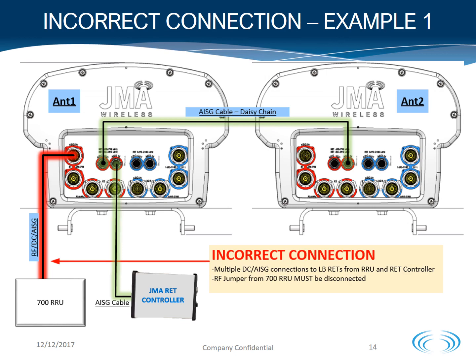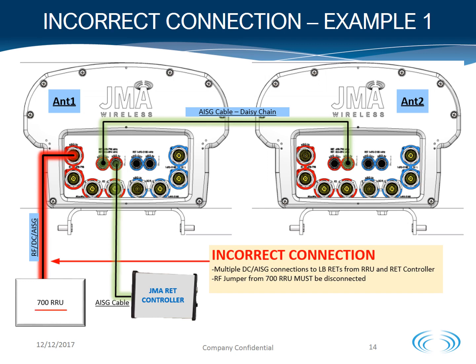Incorrect connection, example 1. If you haven't already noticed, throughout this webinar, we've been stressing the importance of not having multiple DC and AISG connections on the RET bus. This connection diagram example shows you a scenario where ground testing or commissioning of the RETs was not performed prior to the installation of the antenna and the RRU integration.